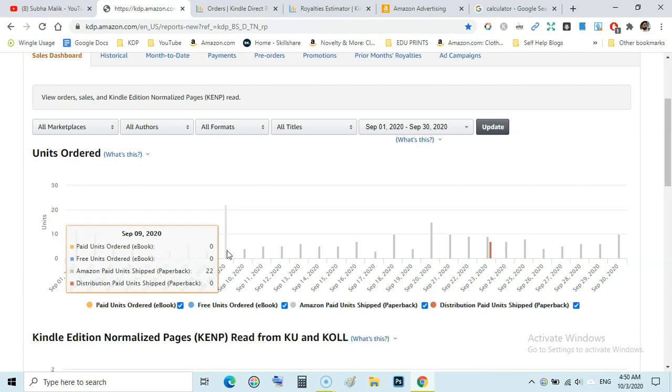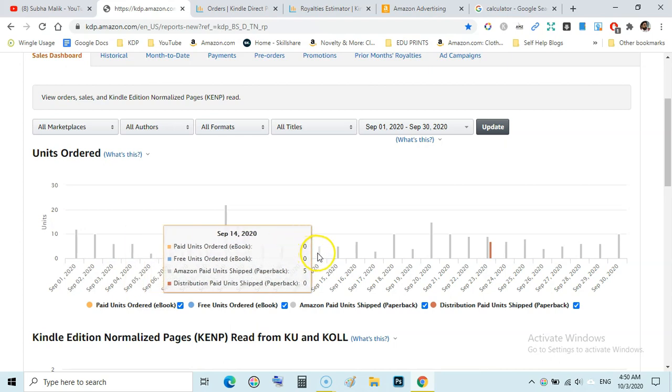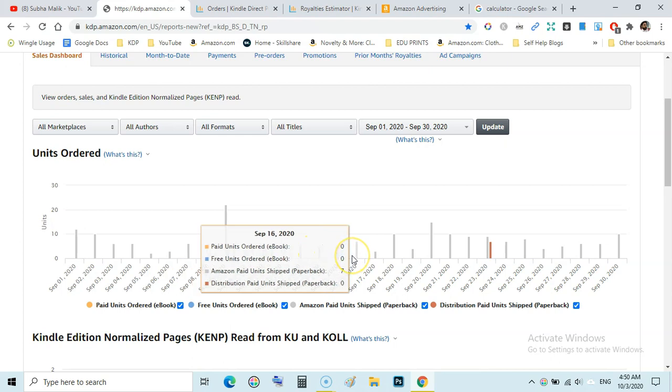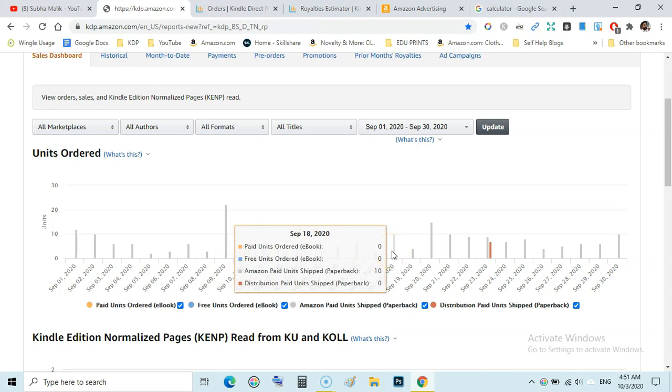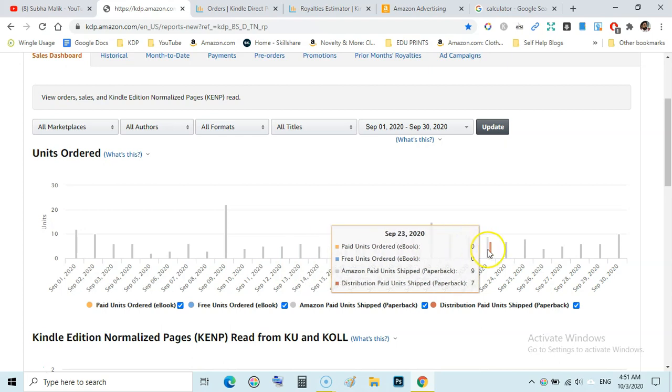I sold 22 units, then 4, then 5 again, and 12, and 6 again, 5 units, and 6 on September 16, 7 units, 3 units only, and 10 units again, good day, 4 units, another good day, 15 units on September 20th, again 10 units, 9 units, 9 units of paperback, and 7 units of paid units shipped via expanded distribution.